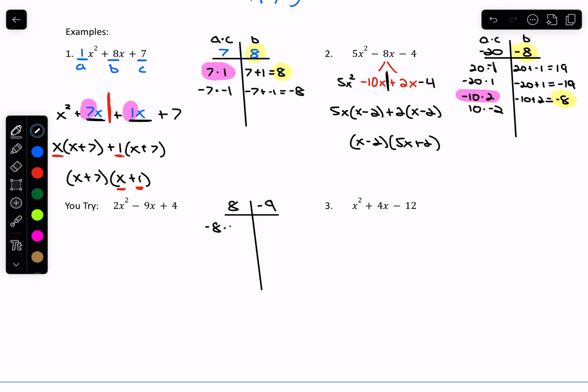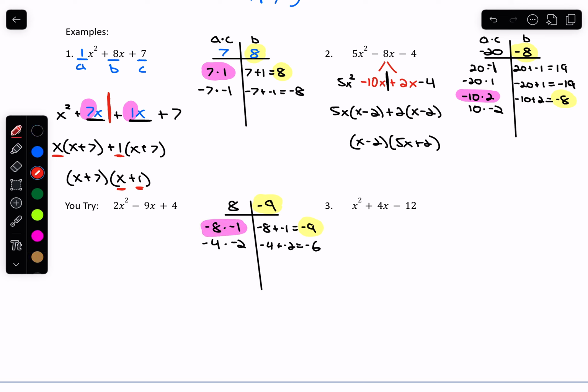So I could try -8 and -1. I could do -4 and -2. And well, that's it. So if I start adding these together, -8 plus -1 gives me -9. -4 plus -2 gives me -6. And I could have stopped after the first one, because once you get -9, which is the b term in this case, then you have your two numbers, -8 and -1.